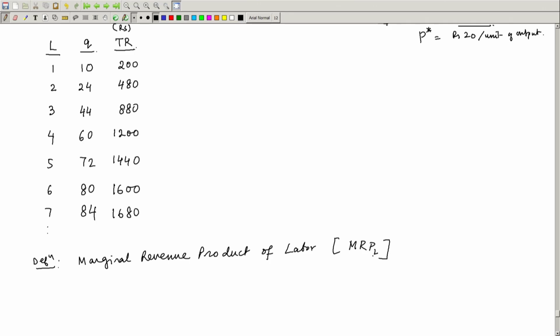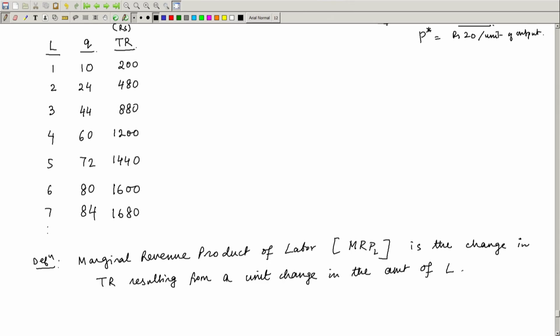So, the marginal revenue product of labor is the change in total revenue resulting from a unit change in the amount of labor.